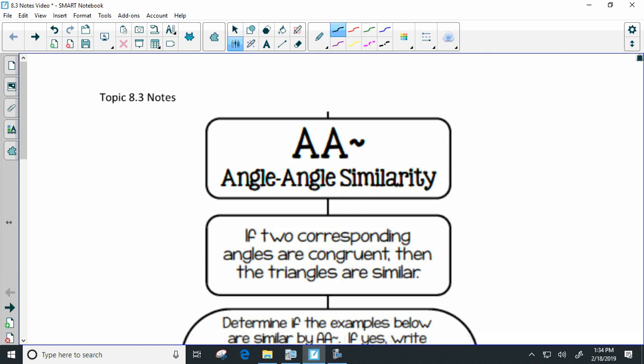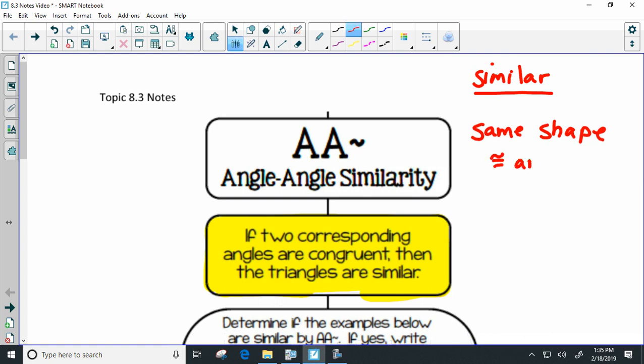And by definition, I will highlight it for you. If two corresponding angles of one triangle are congruent to two corresponding angles of the second triangle, then the two triangles are similar to one another. And what does that mean to be similar? All right, just so you know, similar means same shape or congruent angles.